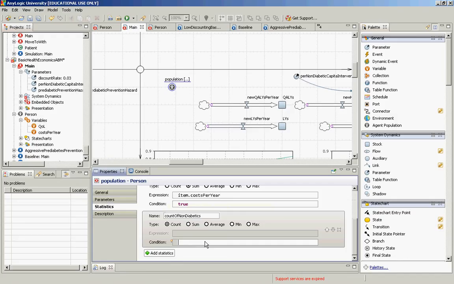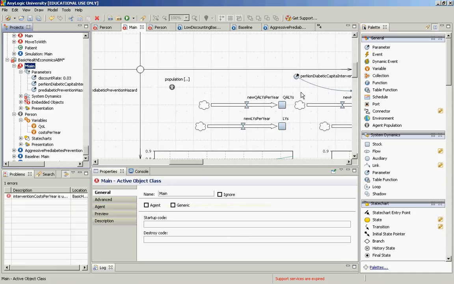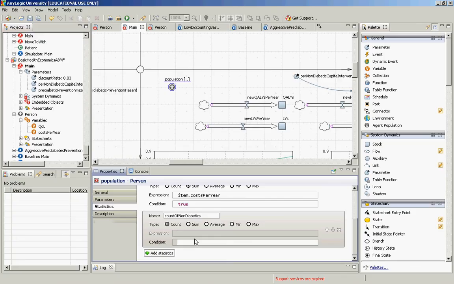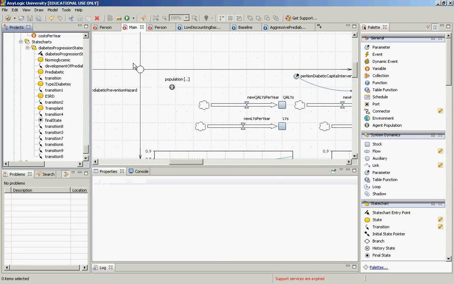Okay, this is going to be a count, and the condition here is: how do we tell someone's non-diabetic? Well, let's go look at person. They're either normal glycemic or they're in a pre-diabetic state. Okay, so that's what we want to clue off of. So here, count of non-diabetics. Either they're in a, is state active. What's the name of that state chart in person? What is the name of those components? Normal glycemic. And the name of the state chart is diabetes progression state chart.